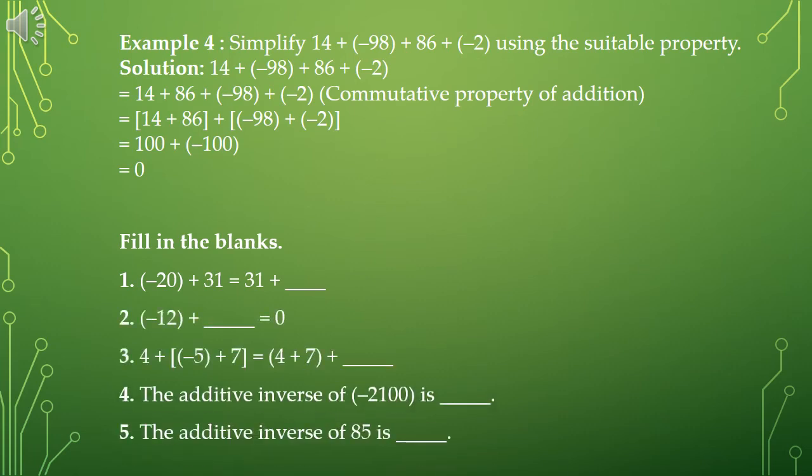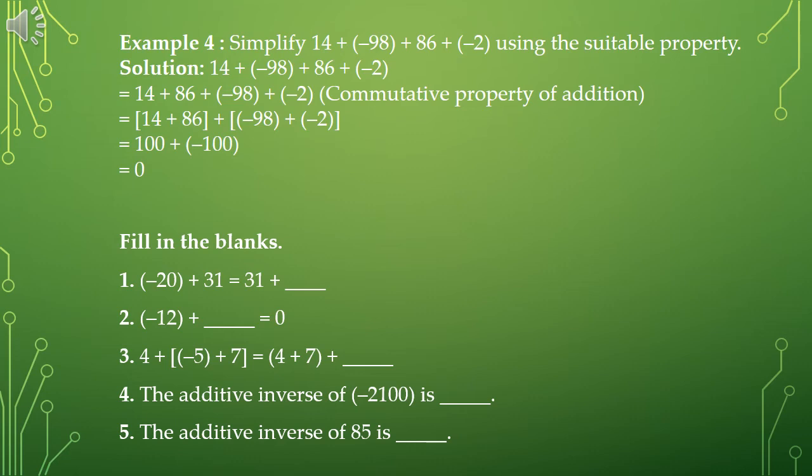Now in the fourth example, you can see that we have to solve these integers using the suitable property. Wherever we use the words suitable property, we have to adjust the integers accordingly, just to make the calculation easy. What you can observe here is that minus 98, if we pair with minus 2, will become minus 100, and if we pair 14 with 86, it will become plus 100. So we have to pair them like that only, so that our calculation becomes easy.